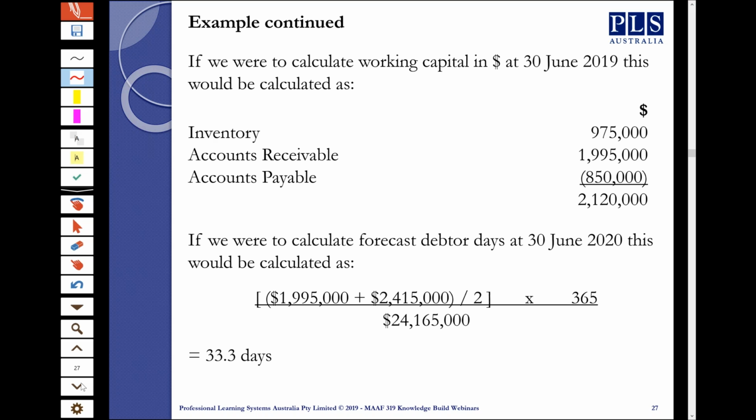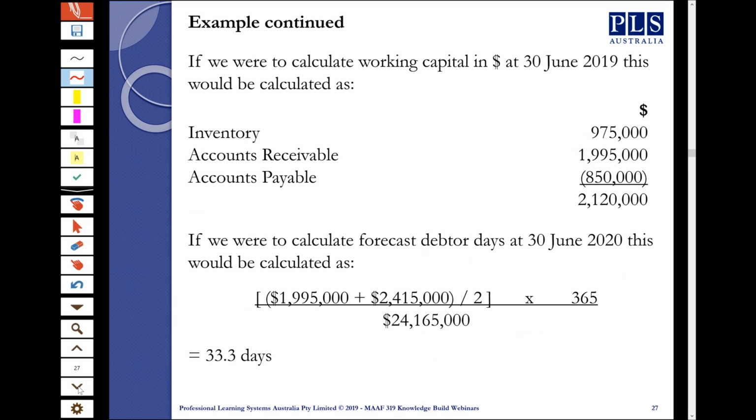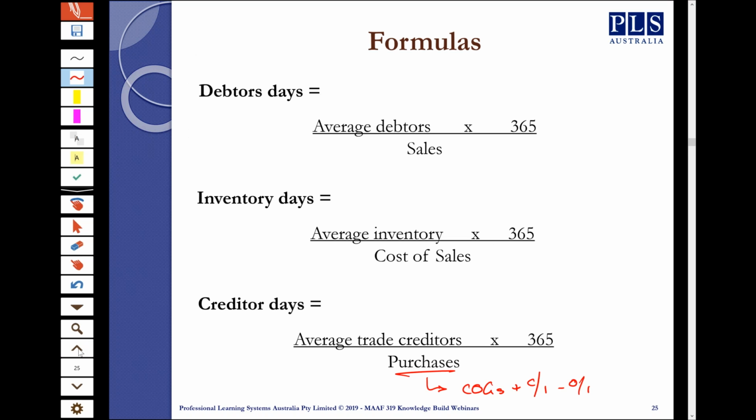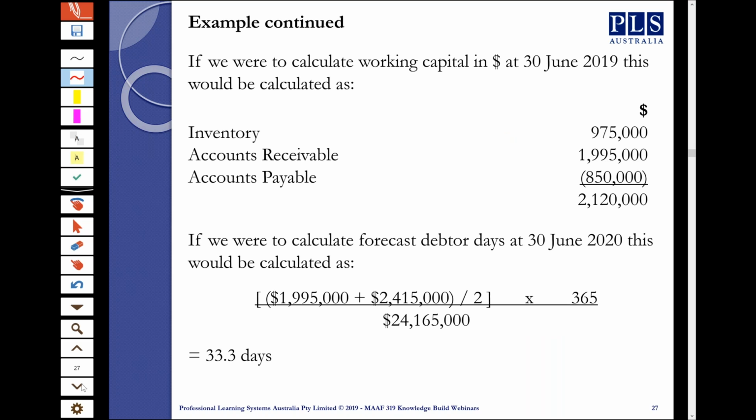If you're asked to calculate forecast debtors days at 30 June 2020, it's your average. So I take the actual and then I take the logic coming through with respect to my forecast. I add those together and divide by 2. Multiply by 365, picking up on the fact that the formula is with respect to sales, which is where, again, I come back, 24,165. So my debtors days is calculated at my 33.3. Now, you will find in this area that the Institute doesn't round.